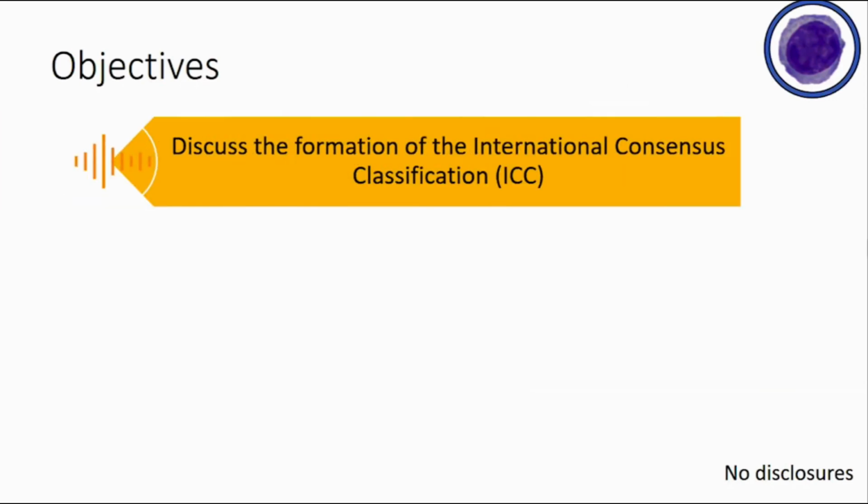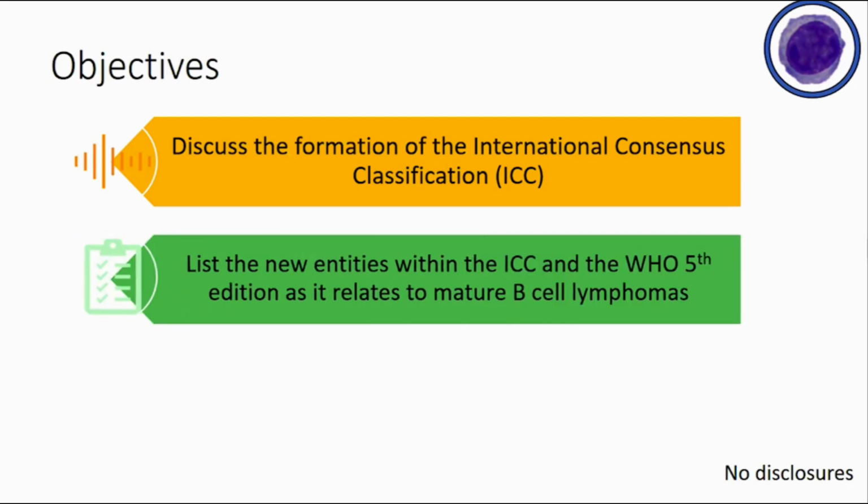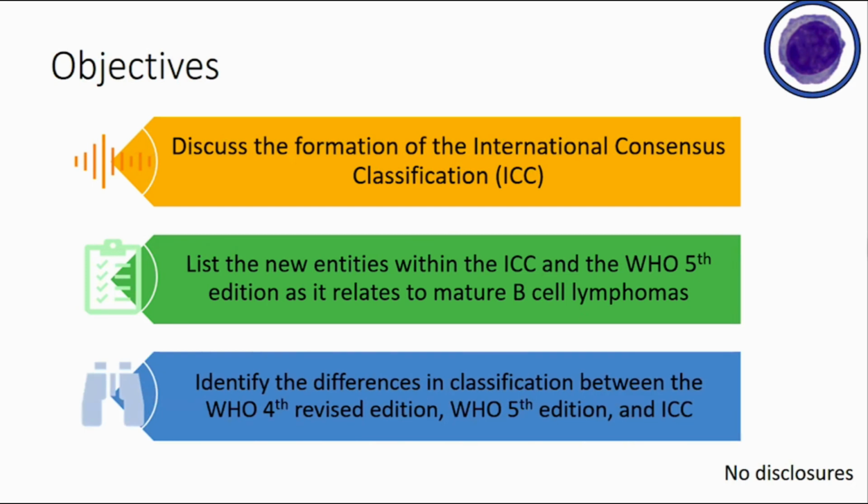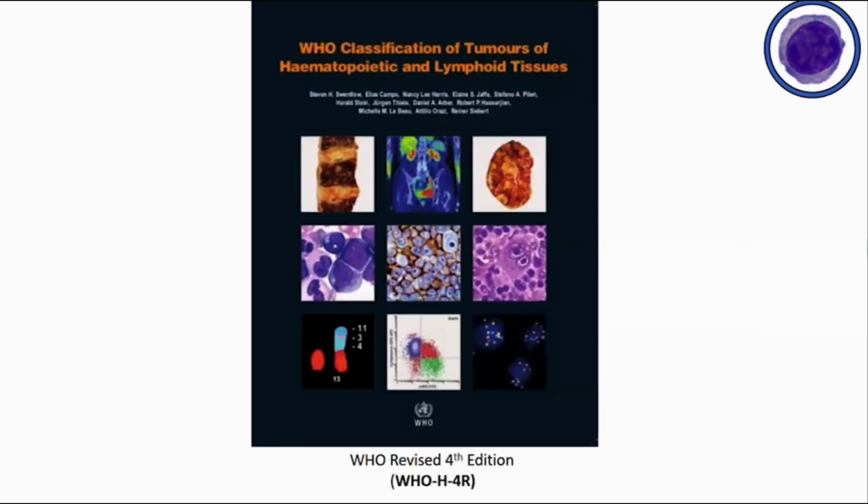All right. So I do have a few goals for us today. I hope the people who are attending can do three things after this talk. First, be able to discuss why and how the ICC, or the International Consensus Classification, was formed. Be able to list the new entities within the two new classification systems. And then finally, to be able to identify and assess the differences between the old system and the two new systems. So along the way, I will be using case examples to break the lymphomas up into categories and to showcase the new changes and the new entities.